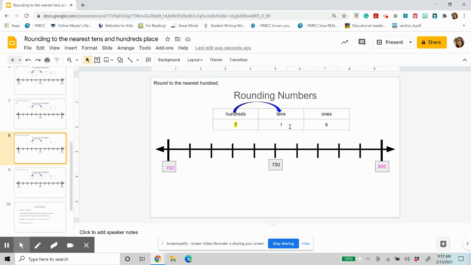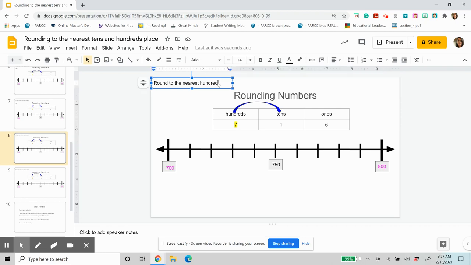This one, 716, we highlighted, right? That told us that it was either 700 and the next 100 would be 800. We looked at our tens, right? This is the decision maker. It's a 1. 1 is less than 5. So 716 rounded to the nearest 100 would be 700. It's closer to the 700.